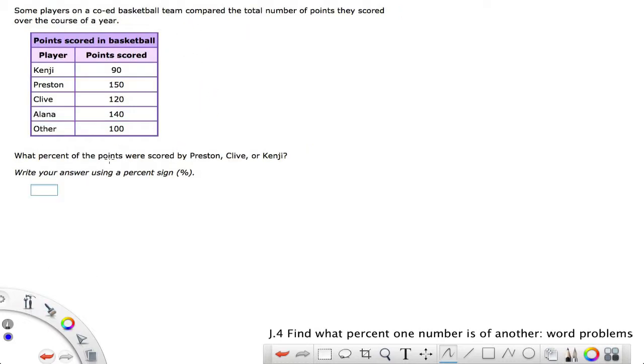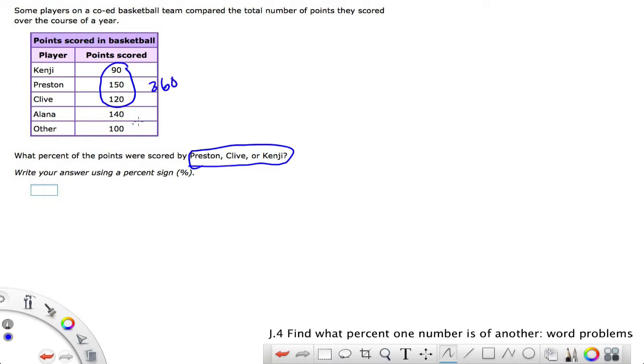Alright, so again, same idea. What percentage was scored by Preston, Clive, or Kenji? So now we have multiple ones. Preston, Clive, or Kenji are all of these. If we add these up, this is 100 plus 100 is 200, 290, 310. So this is 360 votes.